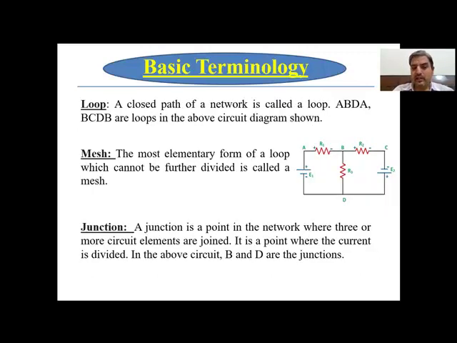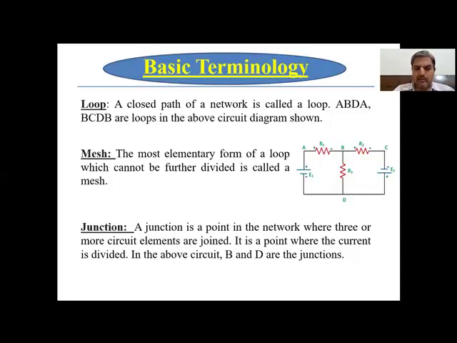A closed path of the network is called a loop. Like in the diagram, ABDA is a closed loop, a closed path. Similarly, BCDB is also a closed path and is considered to be a loop. Now coming to the mesh.